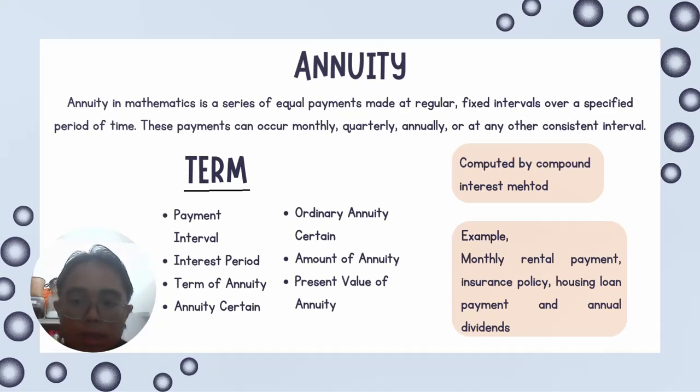The amount of annuity is the sum of all of the payments made at the end of the term of annuity. The present value of annuity is the value of the annuity payments at the beginning of the term of annuity.